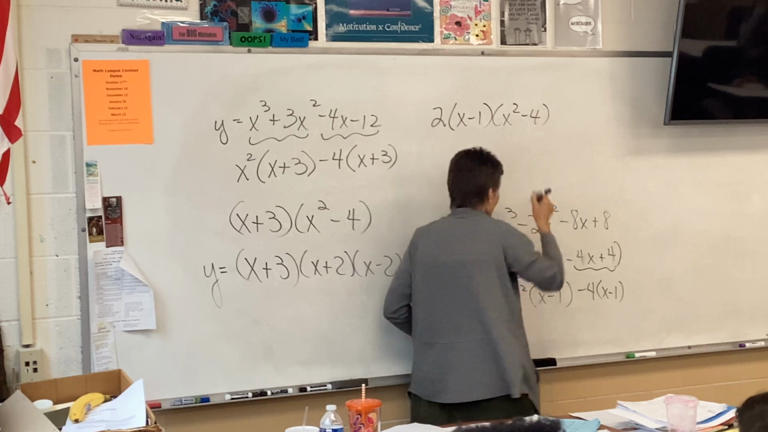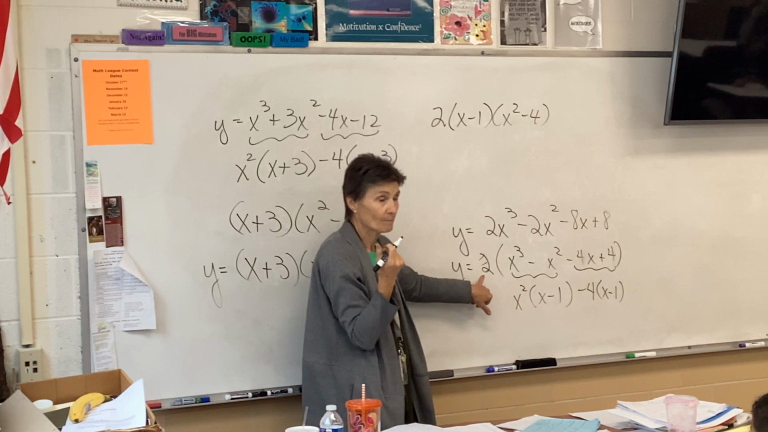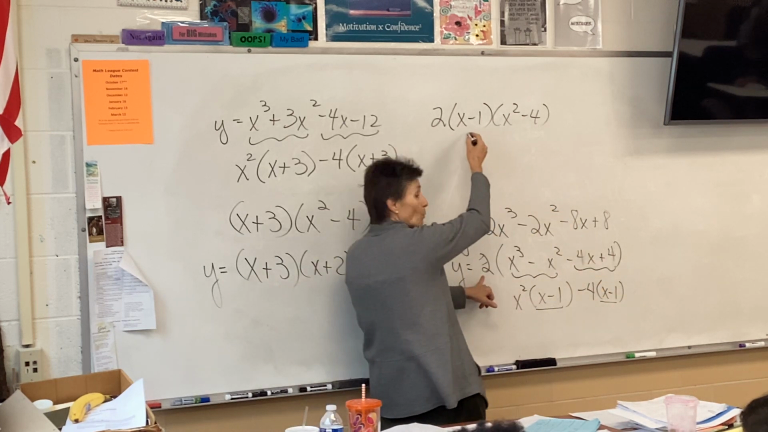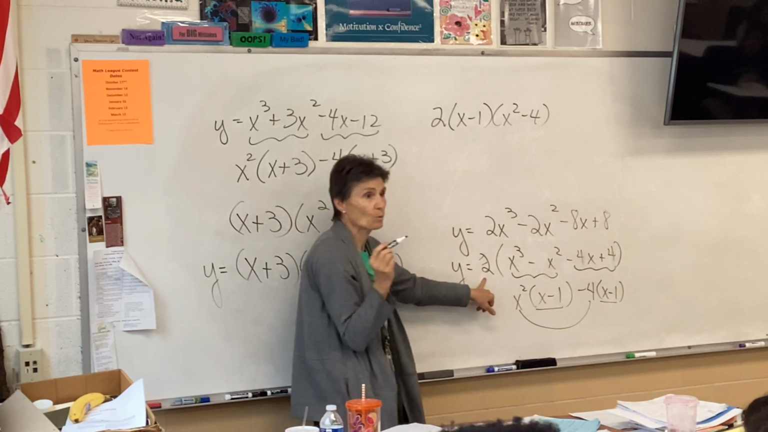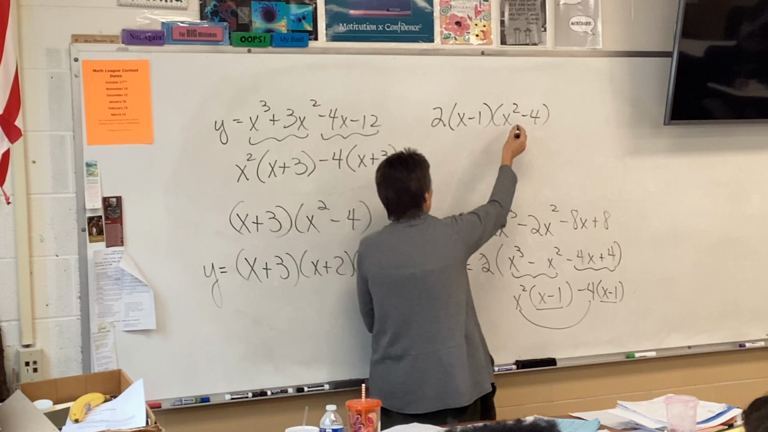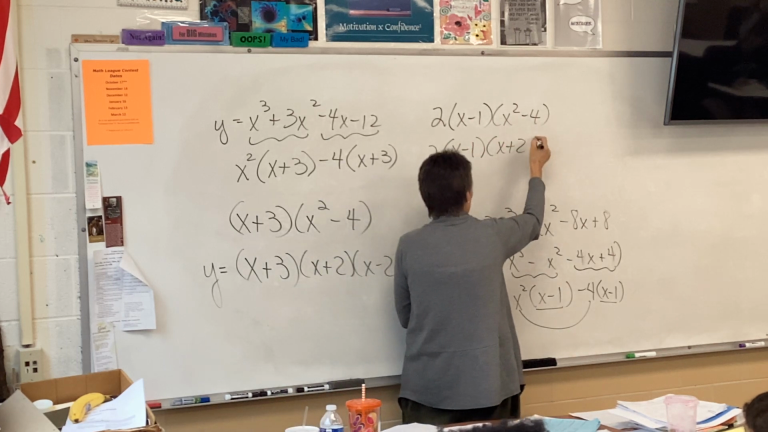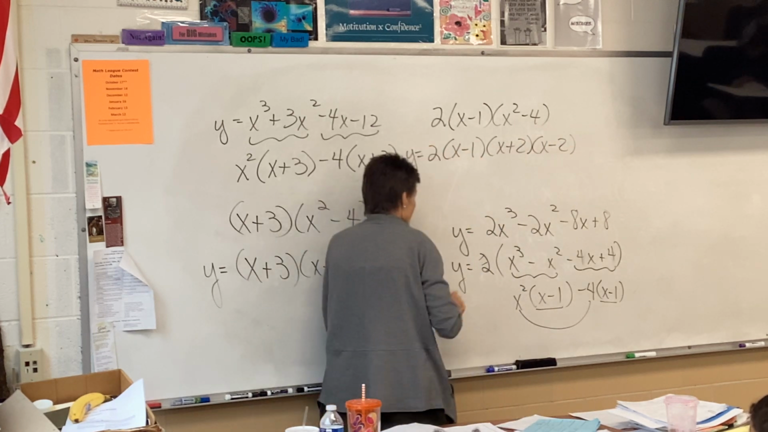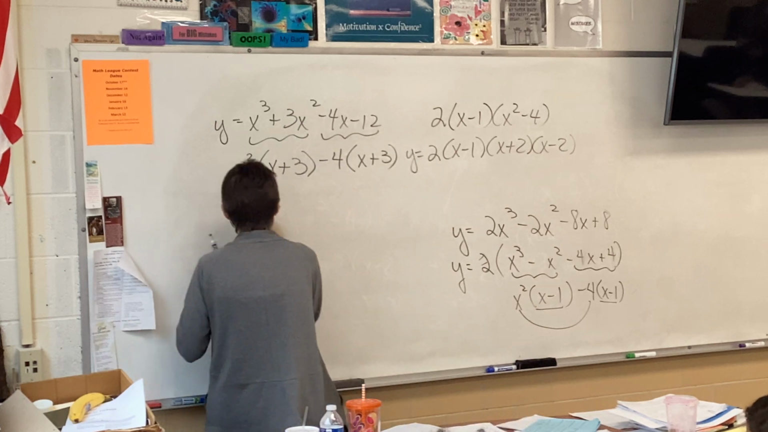So there's a lot going on there. I have my 2 that you took out in the beginning. I have my match, which is the x minus 1. And then I have the leftover part, which is x squared minus 4. Now, what do you notice about x squared minus 4? X plus 2, x minus 2. So now your problem is completely factored.